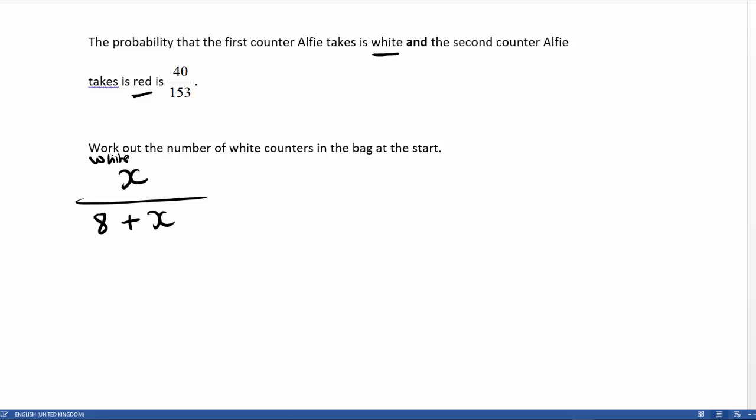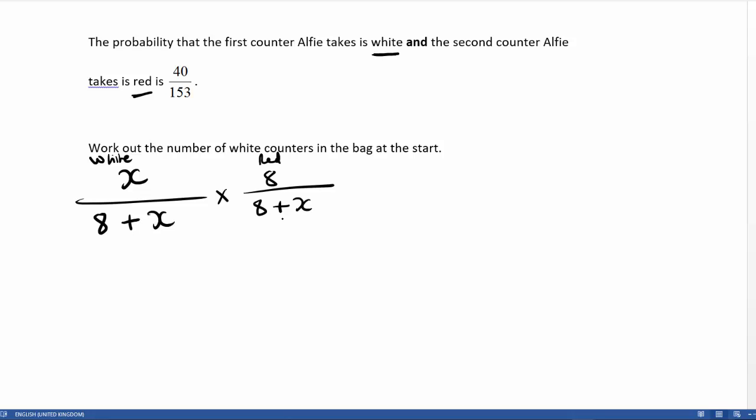We've got white. Okay? We select a white one, which is unknown. We don't know how many there are. And it's going to be over the sum of all the white ones, which is X, plus 8 red ones. As we know, this is an independent event. We're going to be multiplying, right? So we're not adding, we're going to do times, right? Our next event is we take a red counter. How many red counters were there? There were 8. Out of the 8 that we know are red, plus the unknown value of white counters.